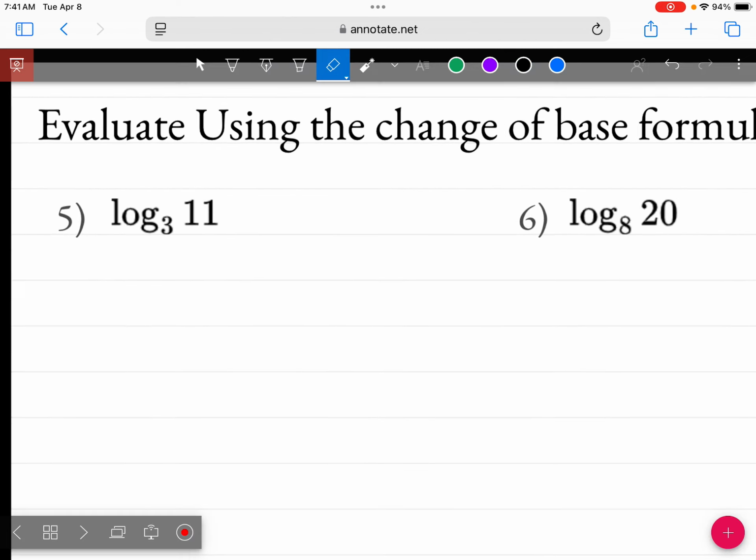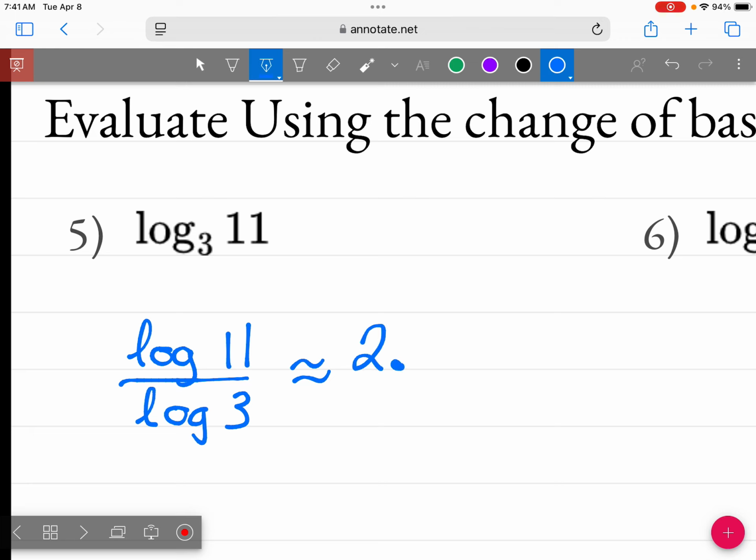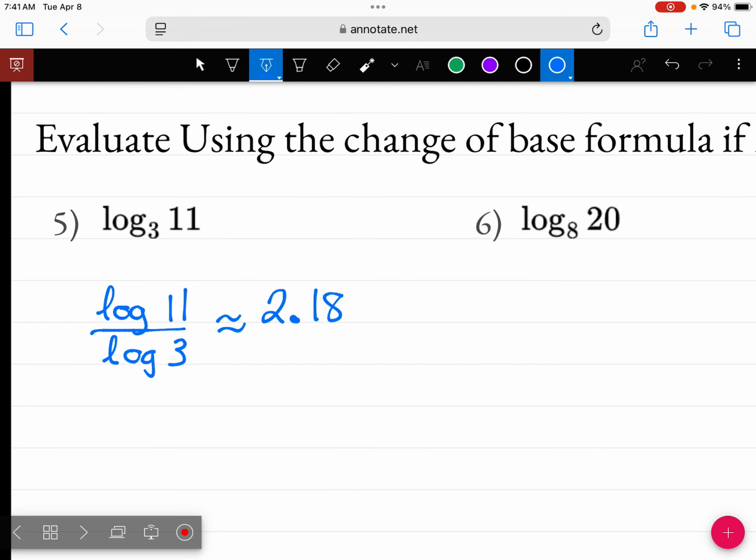So how would we set up number 5? Log of 11 over log of 3. Because I do not know what power of 3 would get to 11. So if we do log of 11 over log of 3, what are we going to get? What's our decimal version of that? 2.18. Yep, 2.18, something like that.